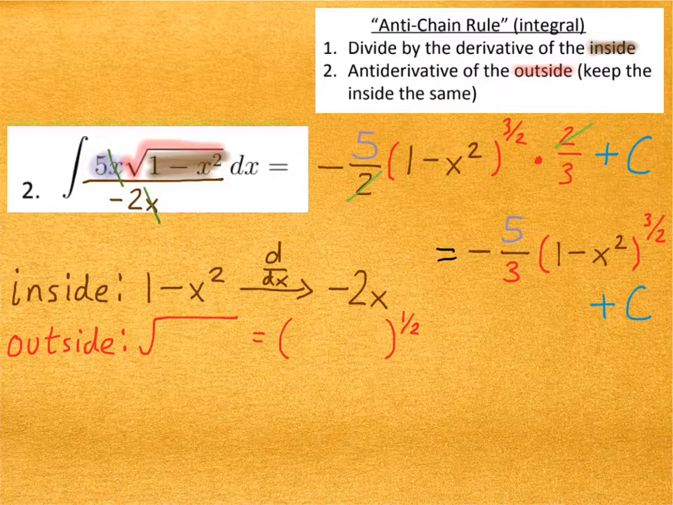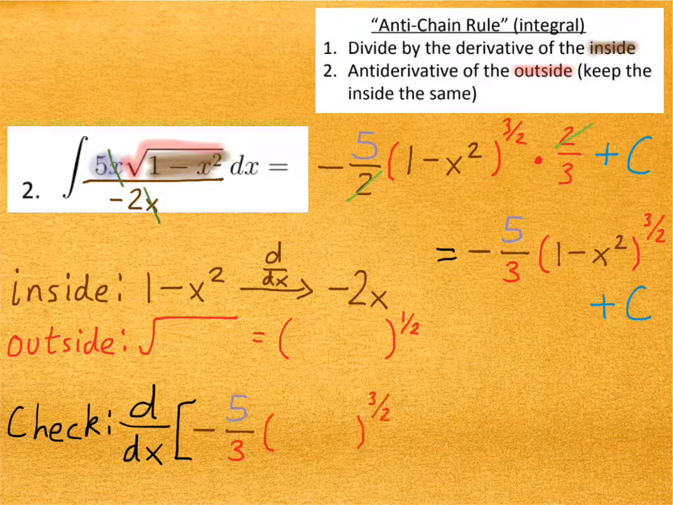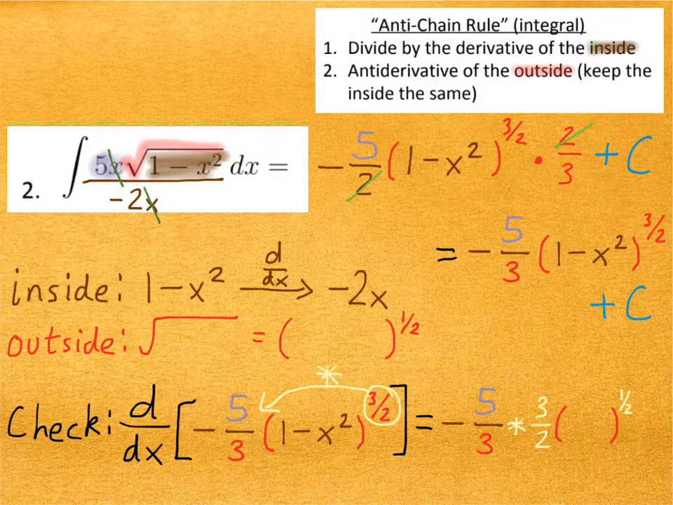Alright, let's check it just to make sure that it works. So we'll do the derivative. We'll need to use the chain rule here, otherwise why would we have undone it? Anyway, so let's do derivative of the outside. So we multiply the 3/2 towards the front, and decrease the power by 1. Inside stays the same. And then I need to apply the chain rule. So I need to multiply by the derivative of the inside, which is negative 2x.